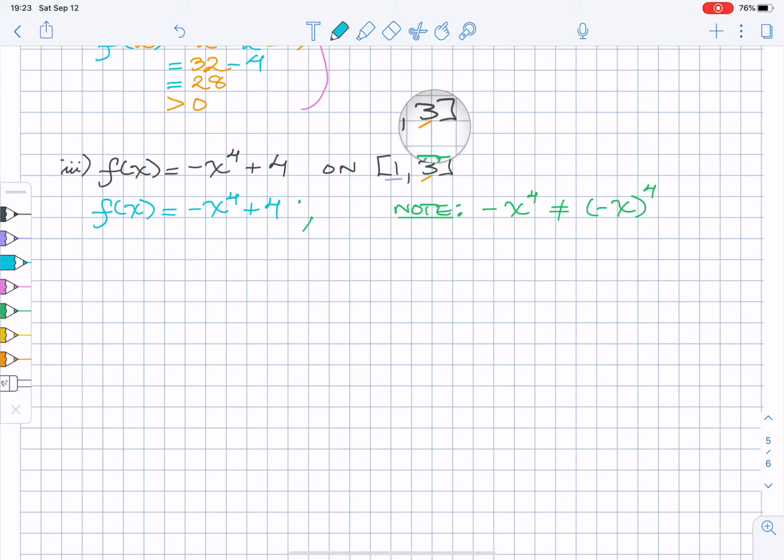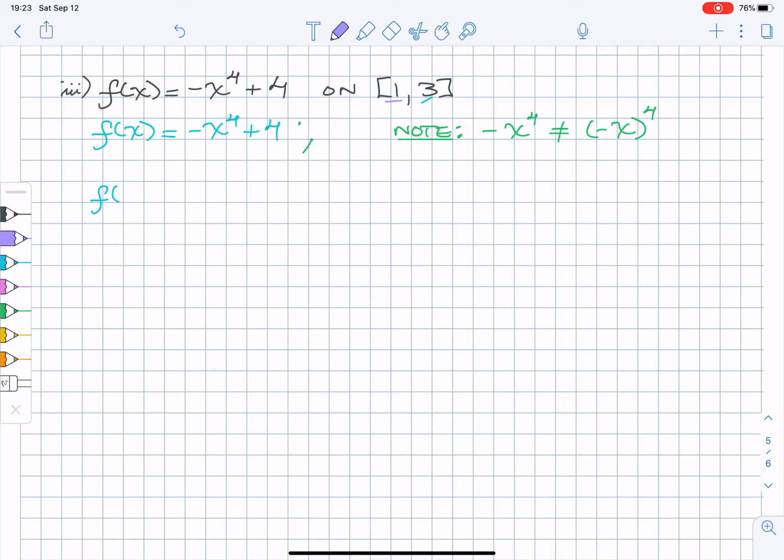So if we have f of 1, okay, so what's that going to give us? It's going to be negative of 1 to the 4th plus 4. So that's going to be negative 1 plus 4, which is going to be 3, which is definitely greater than 0.